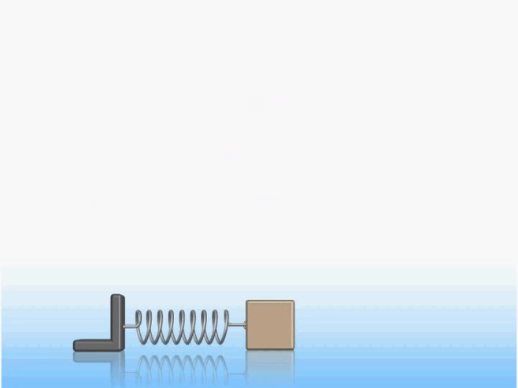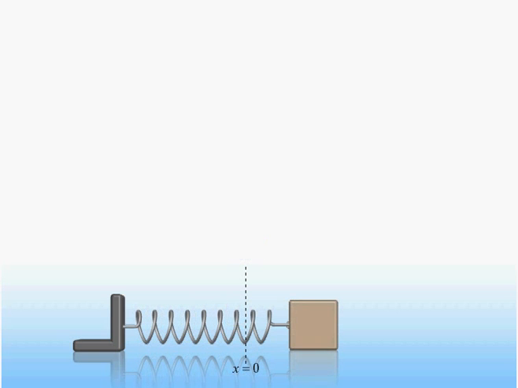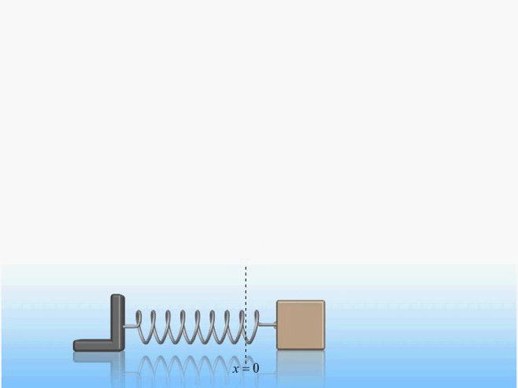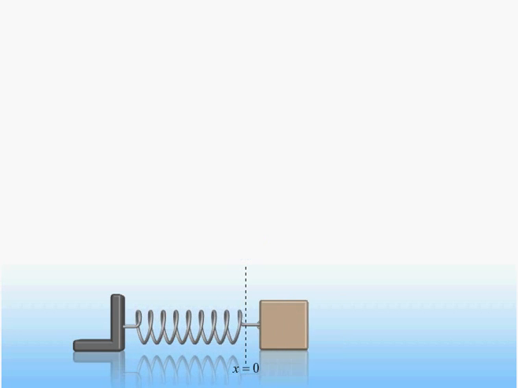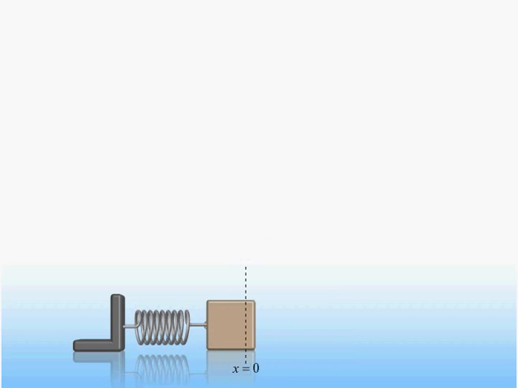Here we see a mass that is free to move along a one-dimensional, horizontal, frictionless track. The mass is attached to one end of a spring, and the other end of the spring is fixed to the wall. We define x equals 0 at the equilibrium position of the spring. If we displace the mass from this equilibrium position and release it, the mass oscillates about x equals 0.